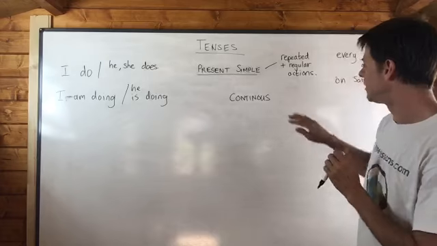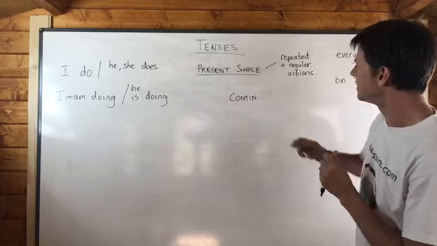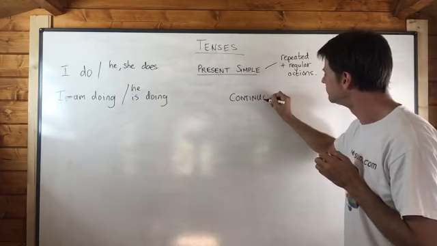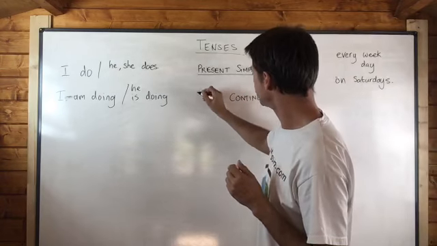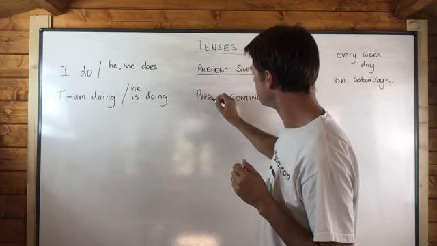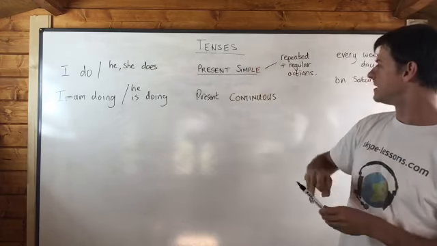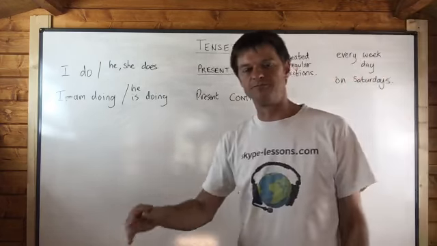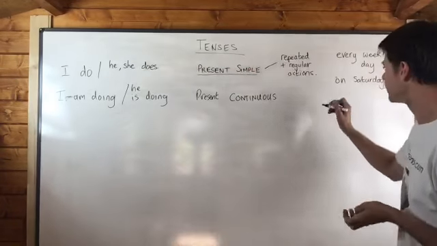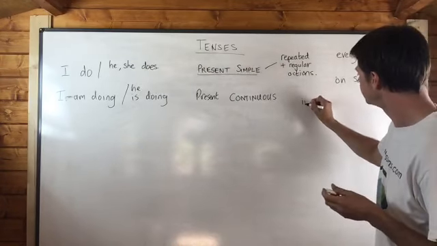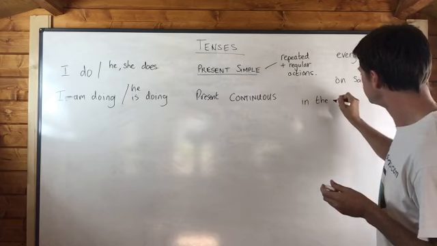And we call this one, terrible spelling, we call this one the continuous form. Or it's also known as present progressive. And I do mean present here because we haven't got on to past yet. But this is the continuous form. And in my opinion, the best way to understand this one is in the middle of. It's when you're in the middle of a present action.